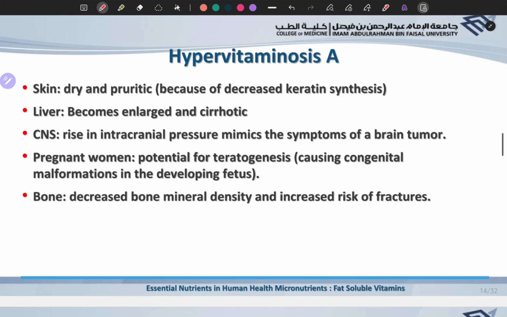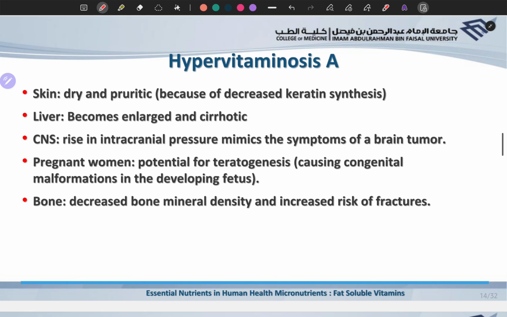So, what happens if there is an excess? The skin will become dry and pruritic. Decrease causes keratinization, so excess will cause decreased keratin synthesis, as a result of which the skin will become dry and pruritic, itchy. Now, the liver becomes enlarged and cirrhotic, and a very important thing occurs in the central nervous system. There is a rise in the intracranial pressure which mimics a false brain tumor.